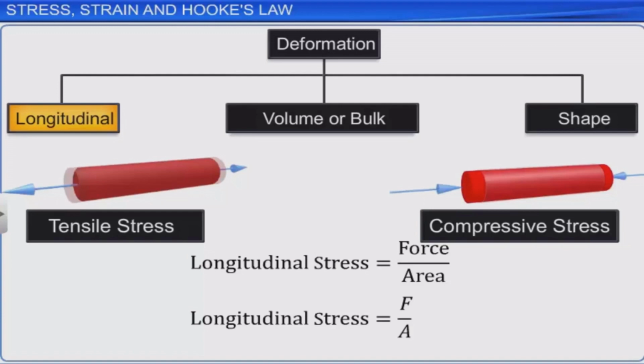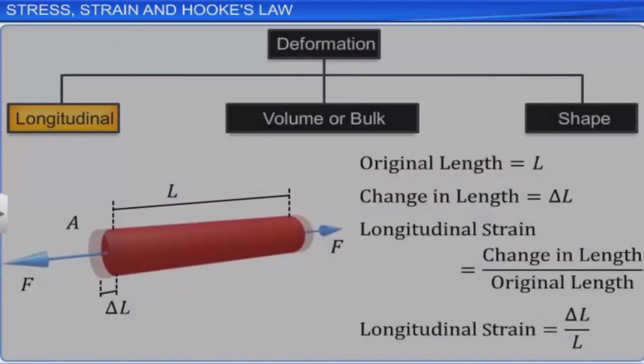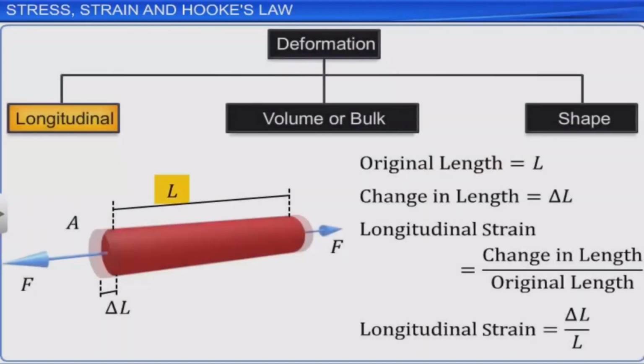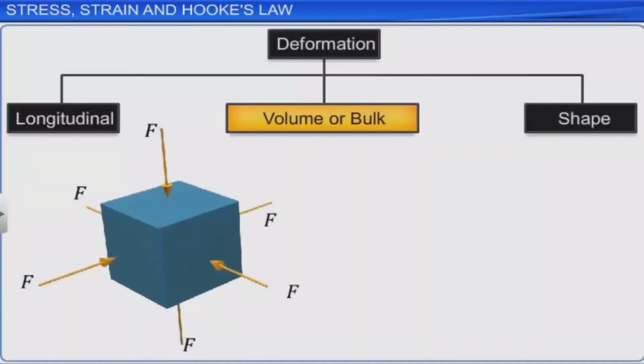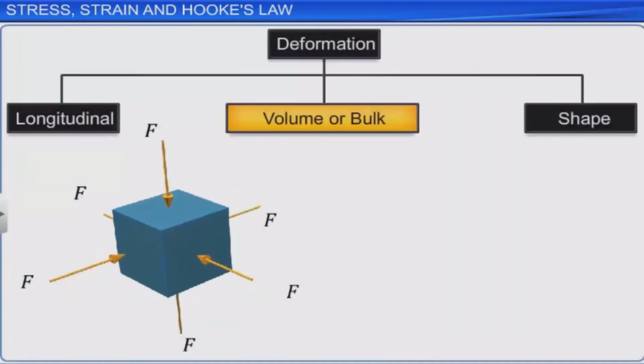If the length of the rod L changes by delta L, the fractional deformation, called the longitudinal strain, is equal to the ratio of delta L to L. When deforming forces are applied perpendicularly to a body's surface at every point, the volume of the body changes, and the stress generated is called bulk stress or volume stress.